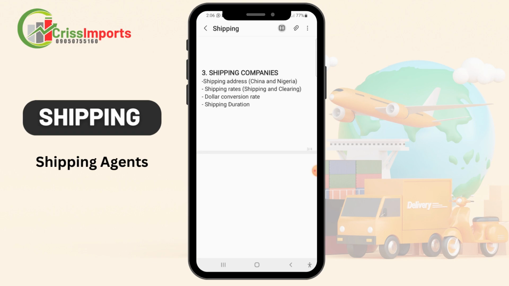Then there's another one, this Covermore that I use. They have an app, not a website. You need to download their app and register on the app before you can use them. I also use Sky Cargo in Lagos. They don't have a website, but you need to approach their agent to create an account for you and give you a code to use. So with that code, you now start buying on 1688.